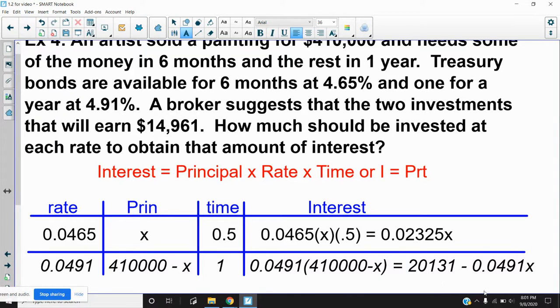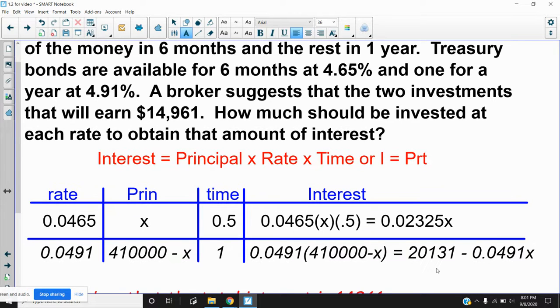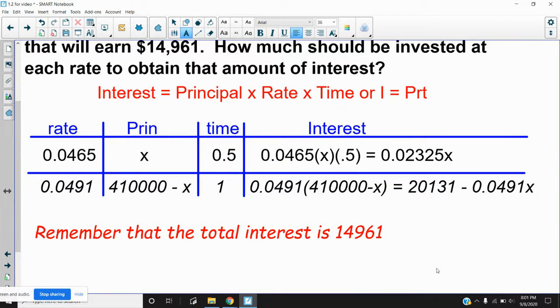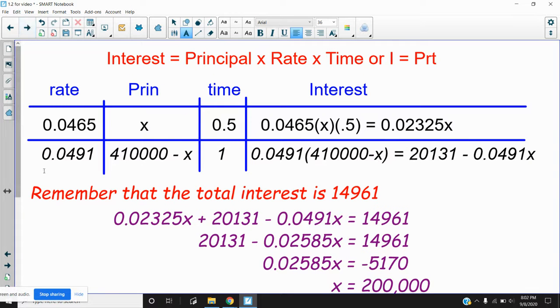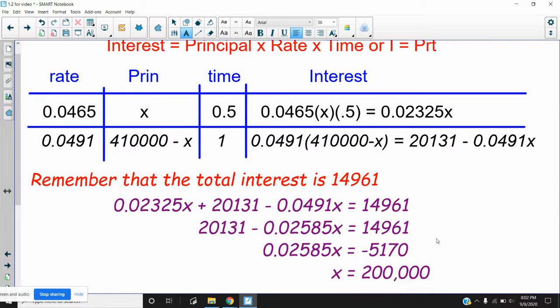20,131 minus 0.0491x. Now remember, the first picture we had was the two piles of interest were going to be put together to equal the total interest. So we almost have our equation now. We're going to take this interest amount number 1, add it to interest amount number 2, and set it equal to the total amount of interest. And so here's what this equation looks like. We solve this, and we end up getting X equals 200,000.